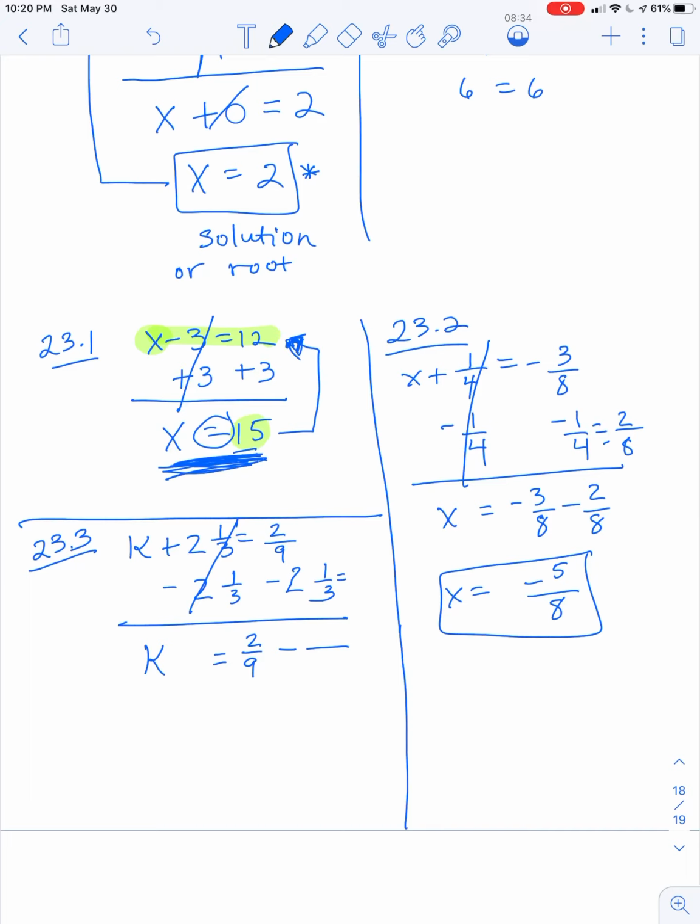I should have made this, I'm going to go back up here and make this an improper fraction. This would be negative 7/3. But I want to change that 7/3 to something over 9. So I would have times 3, I would have 21. 7/3, right? Multiply both those by 3, and I get 21/9. So here I get k is equal to negative 19/9.